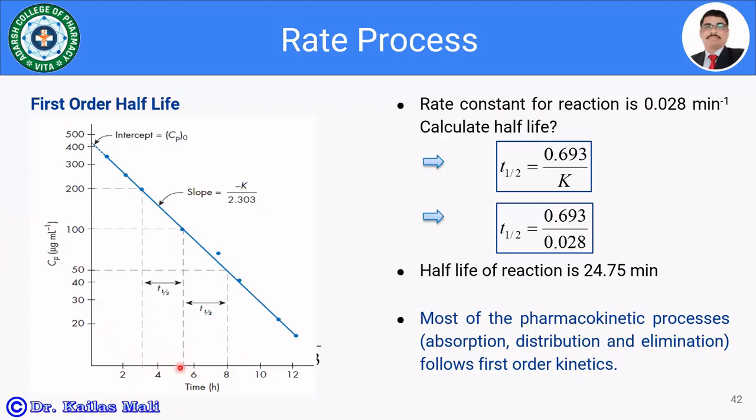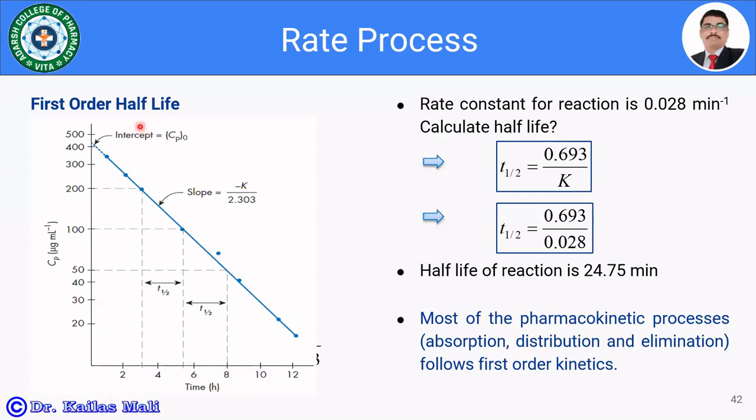Say for example, this is T2, this is T1. So T2 minus T1 is equal to T half. The main equation which is used to calculate the half-life of a first order process, that is T half, is equal to 0.693 upon K.